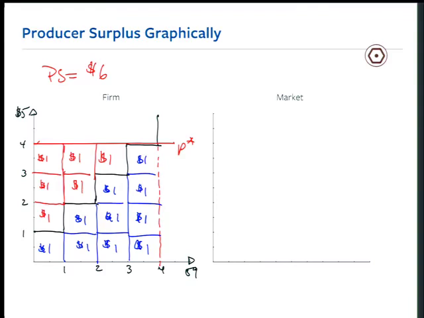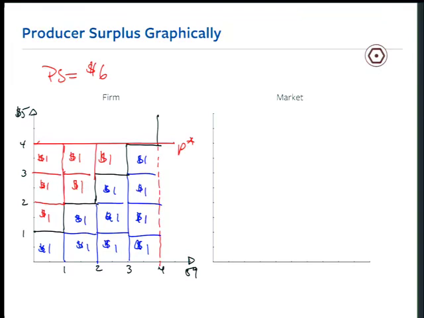So let's say we're in the long run, right? The blue area here is going to be total variable cost, or total cost of producing 4 units. The whole square here is total revenue. The red stuff is then what's left over of the square, meaning total revenue minus total cost. What's total revenue minus total cost? Profit, right? So in the long run, this producer surplus right here is profit.